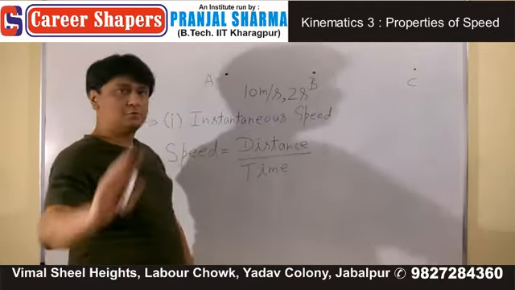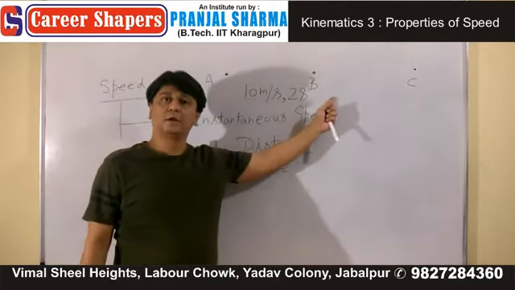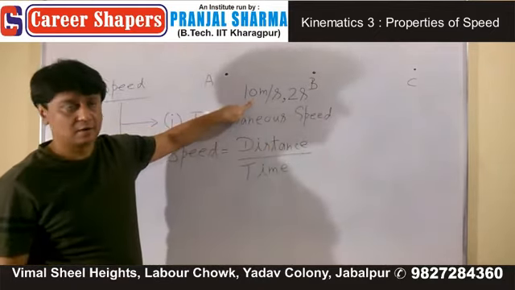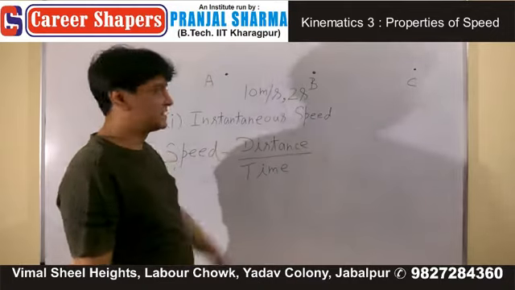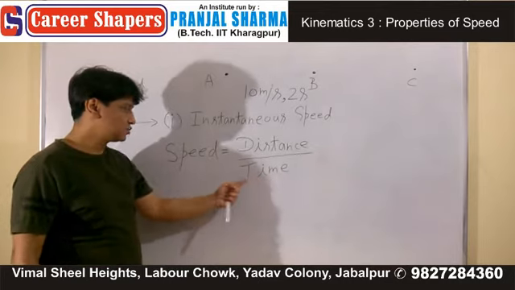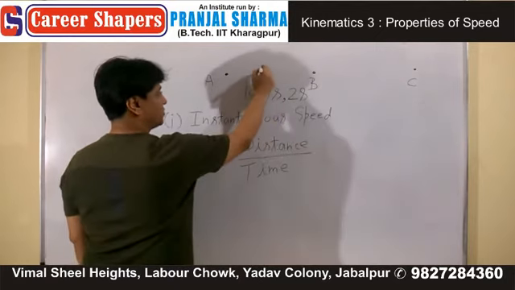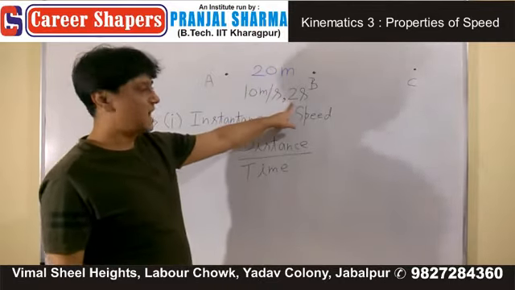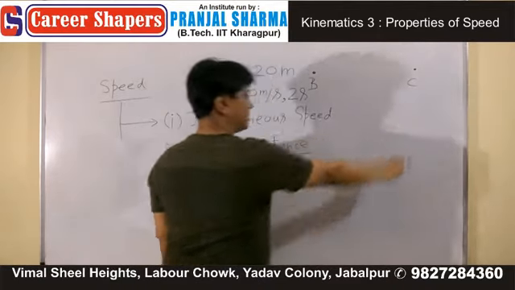Just look at the data. You don't have to note down anything. Between A and B, an object is traveling with a speed of 10, and it takes 2 seconds. How much distance will it travel? You will use this formula: distance is speed into time. Everybody knows that this object is going to travel 20 meters, 10 into 2. Nothing special about it.